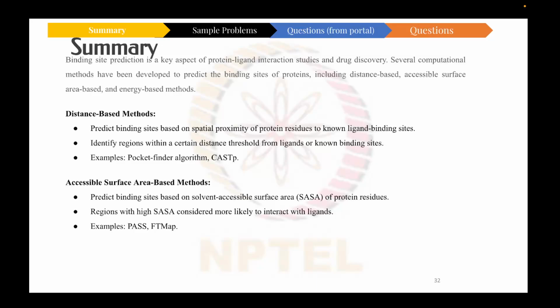Then we have accessible surface area based methods, which predict the binding sites based on the solvent accessible surface area of protein residues. Regions of the protein surface with higher accessible surface area are more likely to interact with ligands. So this provides a comprehensive view of protein structure and captures potential binding sites beyond predefined pockets or cavities, but has limited ability to predict the binding affinity of ligands and may require additional analysis to prioritize the potential binding sites.